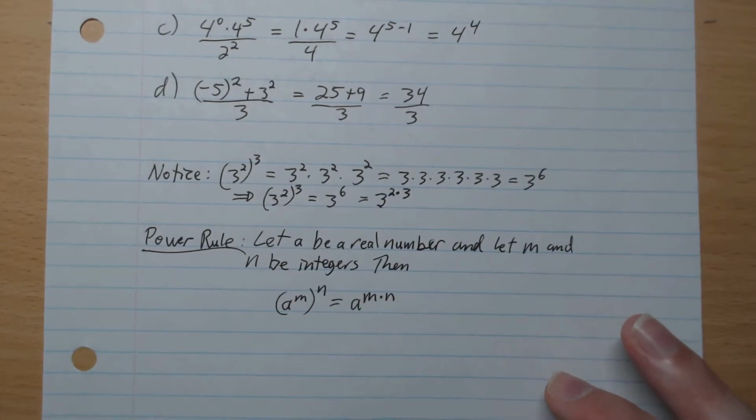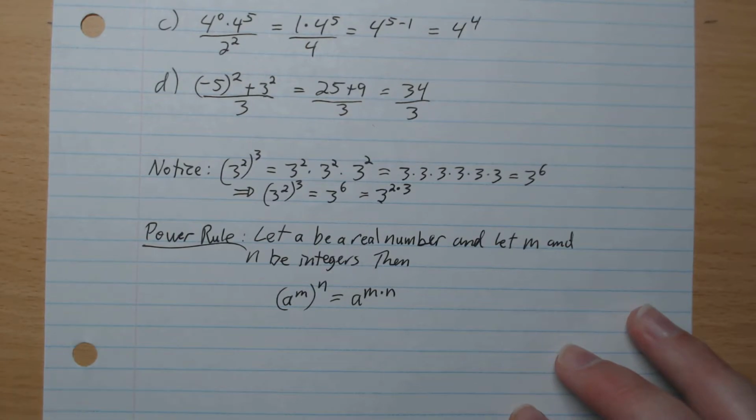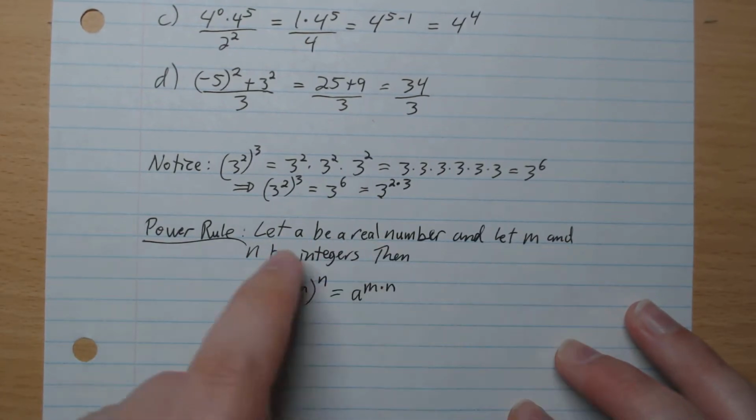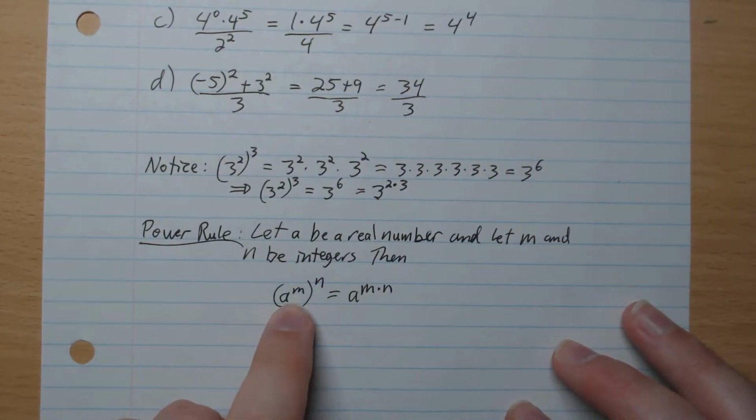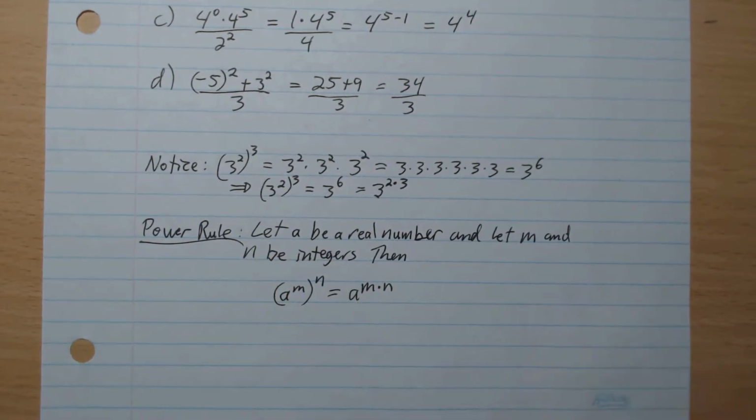And so that gives us our power rule. Let a be a real number and m and n be integers. Then a to the m, all of that to the n, is a to the m times n, like that.